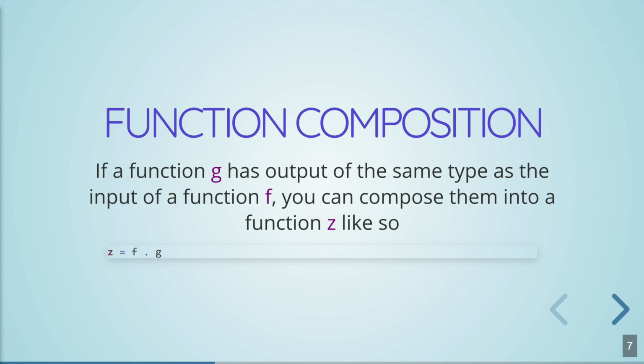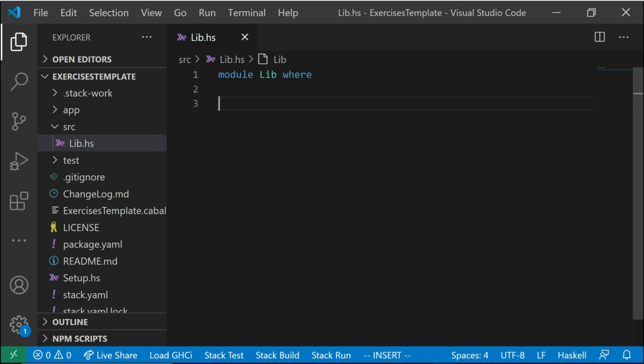If you have a function g that outputs the same type as the input of a function f, you can compose them into a new function z, like so. So the trick is to use this dot operator. So the trick is f will have the same input type as the output type of g. A good example of this is if we wanted to define a function lastElem that will take a list and will return the last element of that list. So this is kind of the opposite of the function head I showed you before that takes a list and returns the first element of that list.